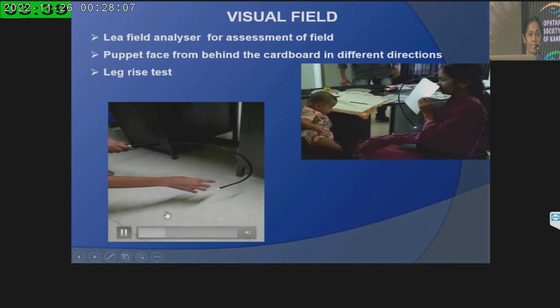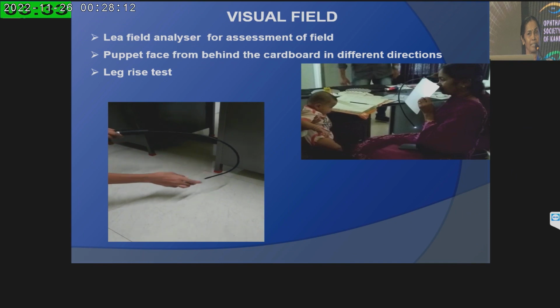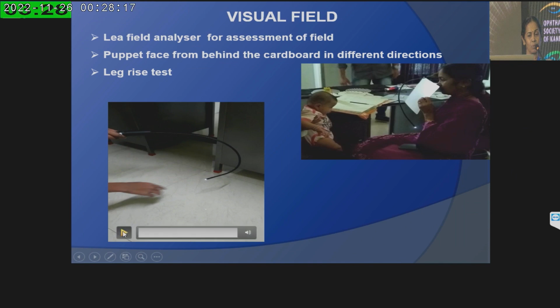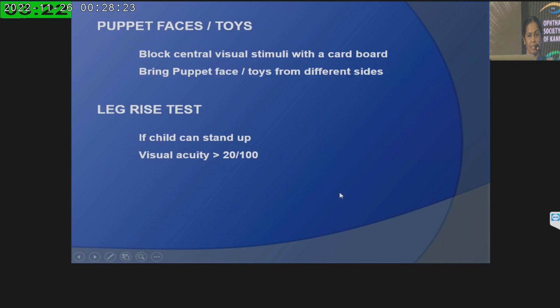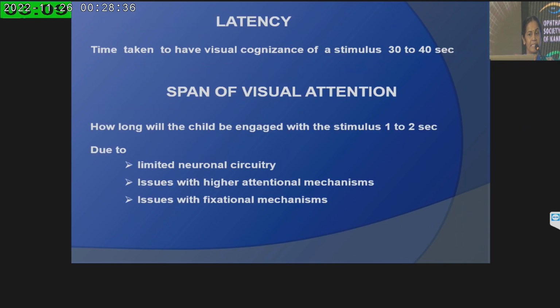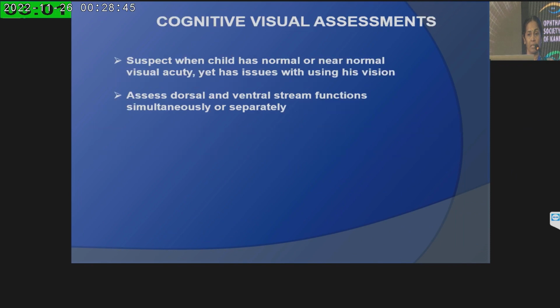This is visual field. This is a 15-year-old boy. Some children are very smart, they will not tell that they can't see. He is saying, I can see. I ask them to touch it and he can't do that. If the child can stand up and visual acuity is better than 6/60, you can do a leg raise test also to assess the inferior fields. Latency and span of visual attention should be assessed. Pursuits and saccades should be assessed, and evidence of blind sight should be taken.